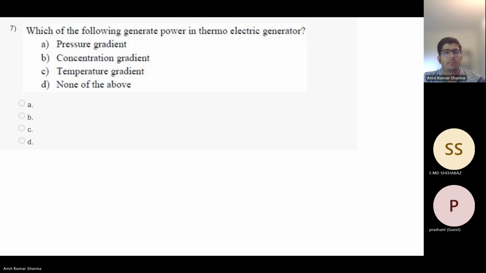Anyone? I think we have an answer, temperature gradient, but what is happening there due to this? Sir, by high temperature, electricity is going to generate, sir. How? Sir, transfer of energy takes place, sir. First, thermal to mechanical, then mechanical into electrical conversion takes place.